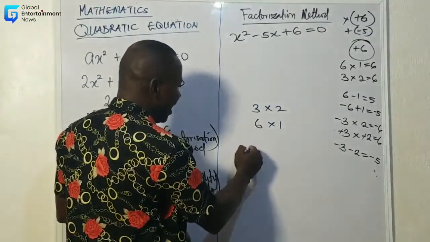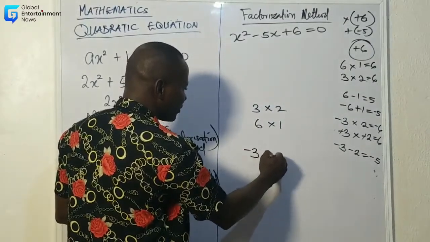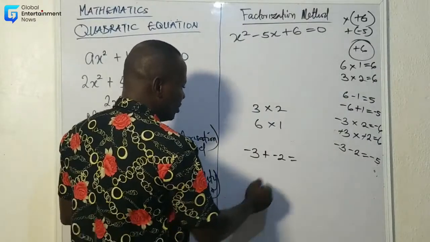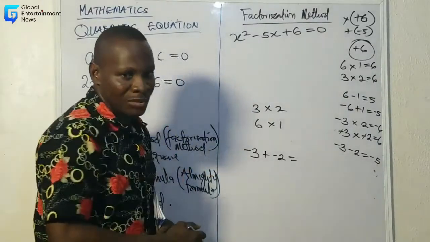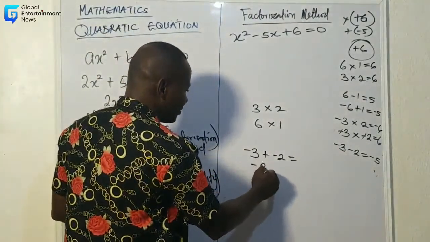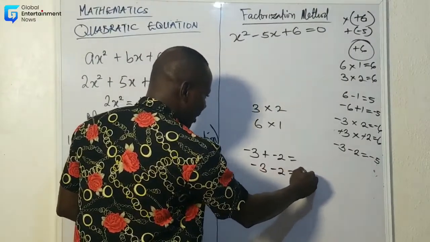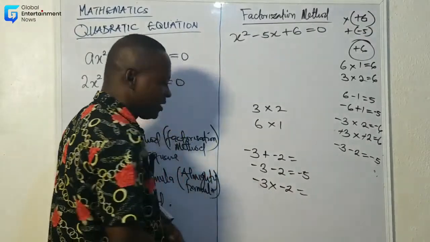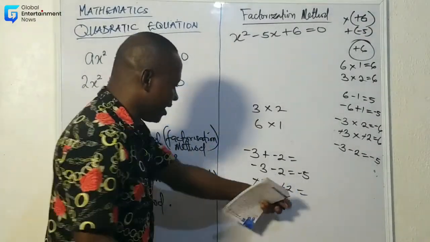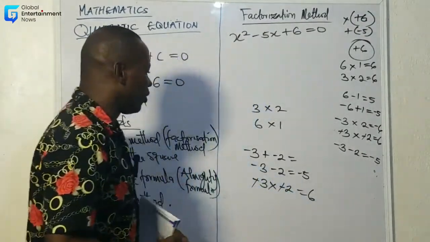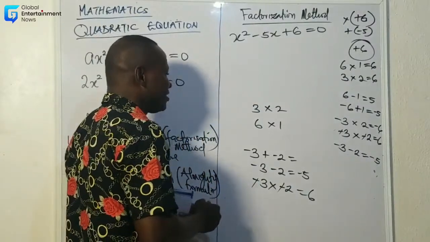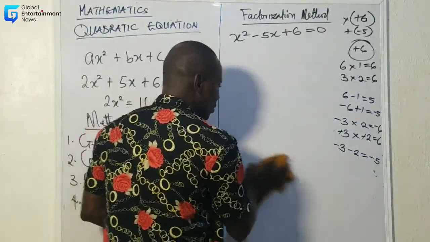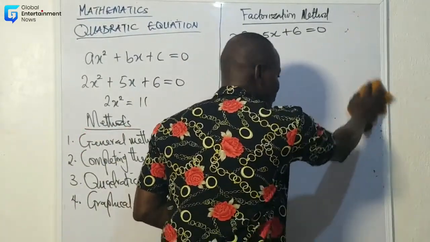That means that if you have minus 3 plus minus 2, what will it give us? Minus 3 plus minus 2. This one we say plus times minus is what? Minus. So we have minus 3 minus 2 giving us minus 5. And when we say minus 3 times minus 2, what will it give us? Minus cancel minus, 3 times 2 is 6. So the two variables we are using now is minus 3 minus 2. Okay, let's use that.